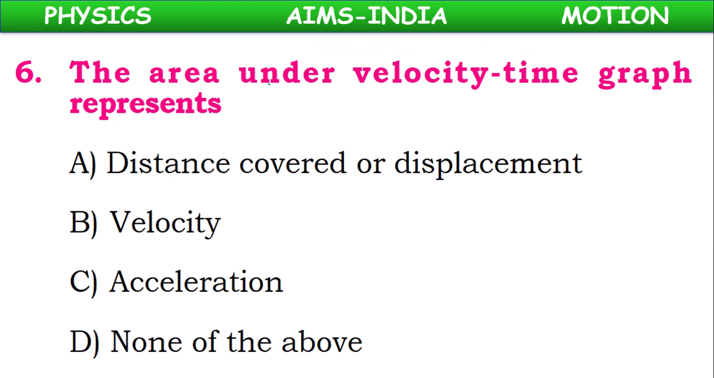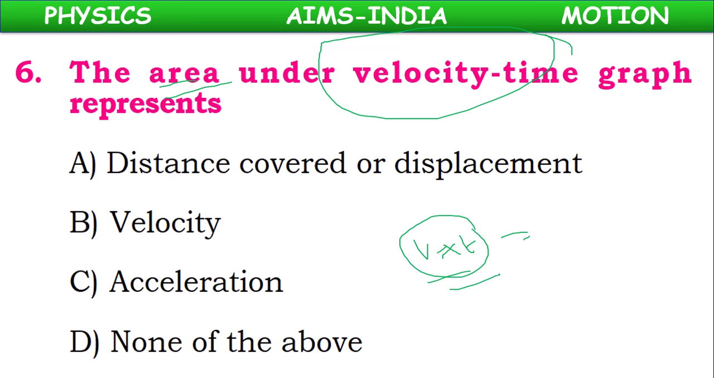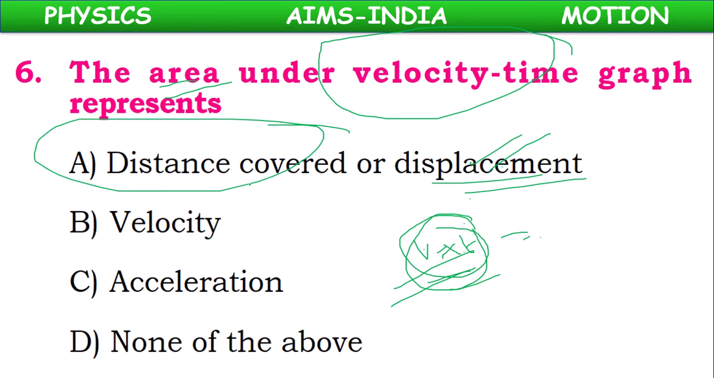So here area means the product of velocity into time. Velocity into time, the product is equal to displacement, because velocity equals displacement by time. So displacement equals velocity into time. Displacement is also called distance covered. So option A is right.